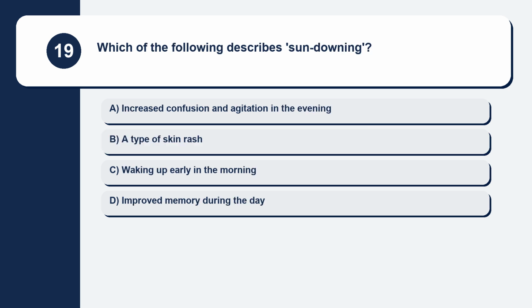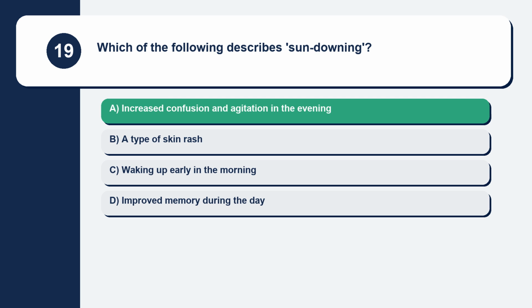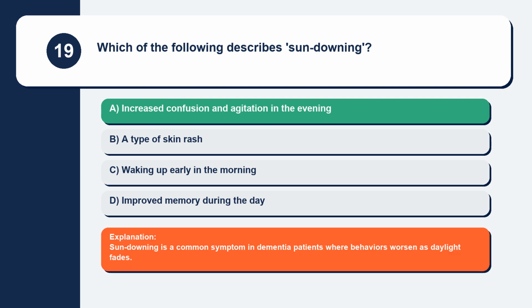Question 19. Which of the following describes sundowning? Increased confusion and agitation in the evening. A type of skin rash. Waking up early in the morning. Improved memory during the day. Sundowning is a common symptom in dementia patients where behaviors worsen as daylight fades.